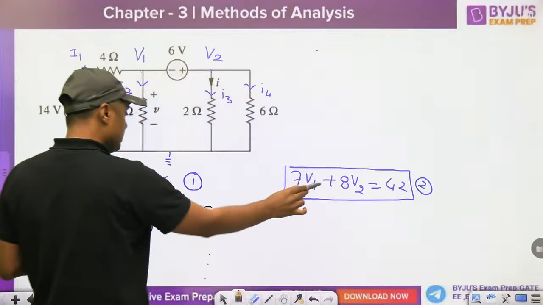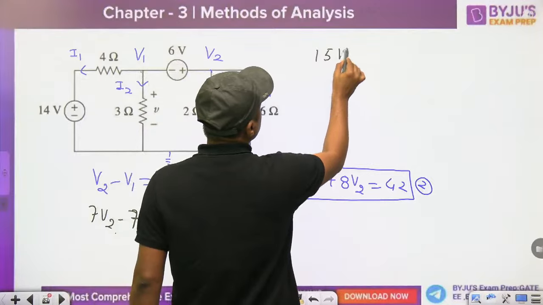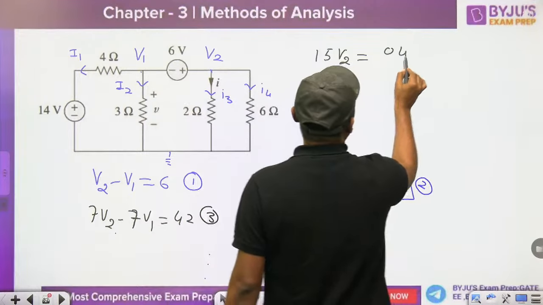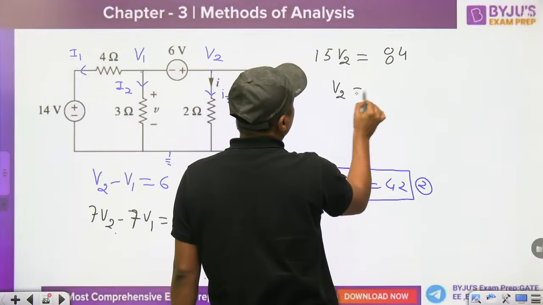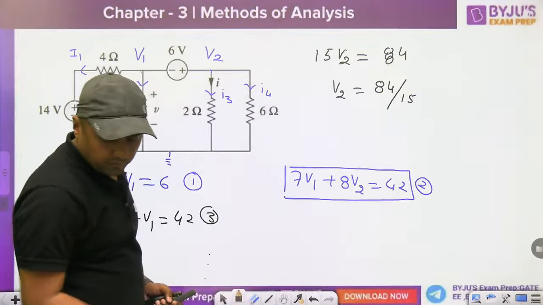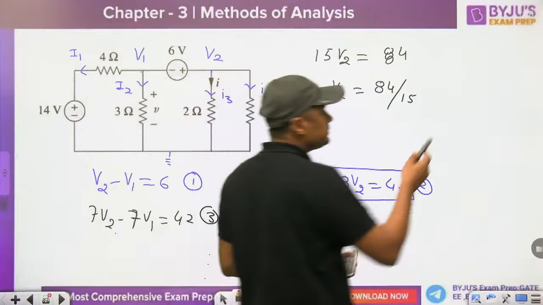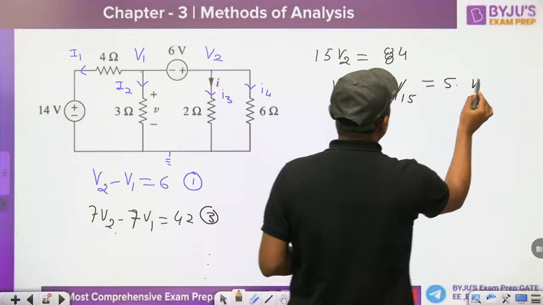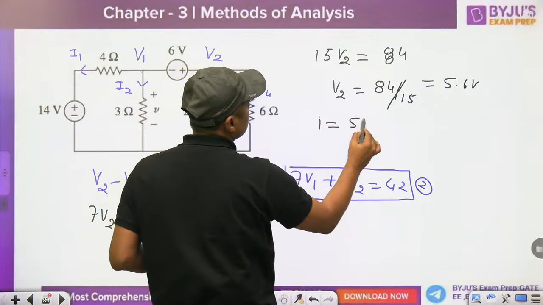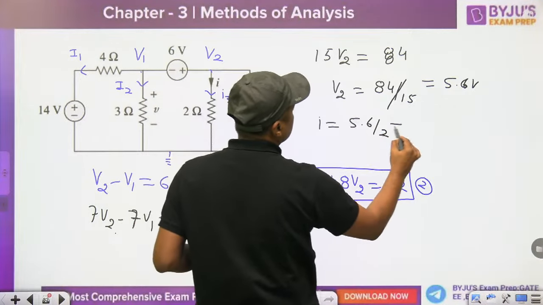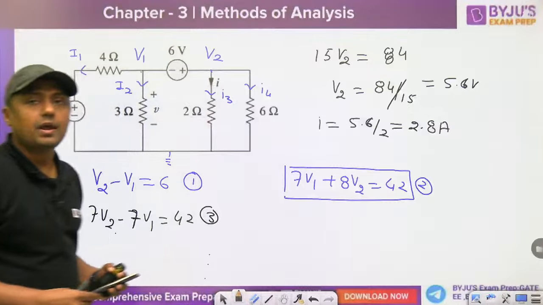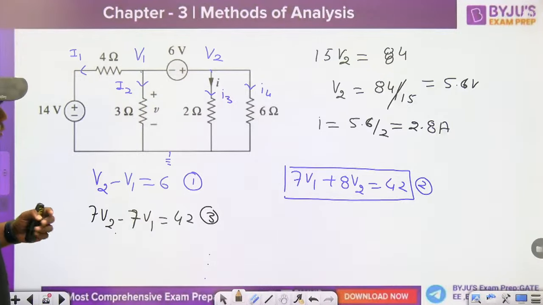When I add these two, 8 plus 7, 15V2 is equal to 84, since 7V1 cancels and 42 plus 42 is 84. V2 is equal to 84 by 15, which is 5.6 volt. Then 5.6 by 2 is the value of I, 2.8 ampere. This is the correct answer.